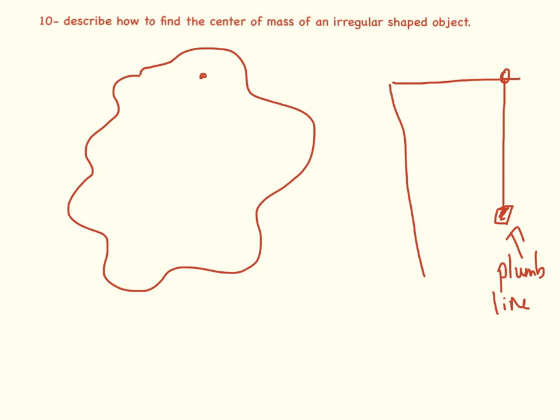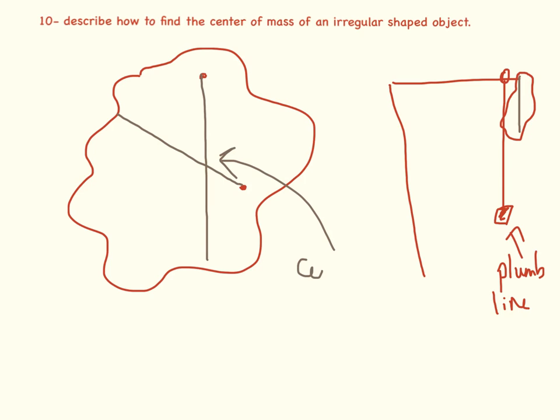I'm going to make 2 holes in my irregular shaped object here, and then I'm going to attach my irregular shaped object onto the end of my steel rod. I'm going to let the plumb line and the irregular shaped object swing freely until they come to a rest, and when they do come to a rest, I'm going to draw a line using a ruler straight down. Now you're going to have to do this twice, and then where the 2 things cross, this is the centre of mass. You can check this by balancing on a pencil.